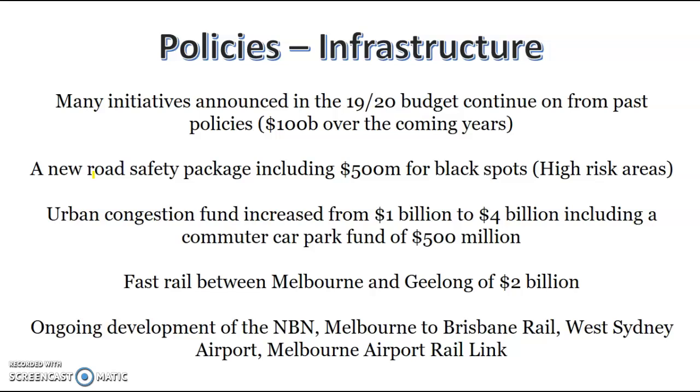The Urban Congestion Fund, which was already a thing, but they've increased its funding from $1 billion to $4 billion, and that's going to include funds towards establishing car parks near railway lines, but also a range of other initiatives to try and reduce congestion in urban areas. The fast rail network between Melbourne and Geelong, and then there's ongoing projects like the NBN, the Melbourne to Brisbane Rail Network, the West Sydney Airport, the Melbourne Airport Rail Link that are going on consistently as well.